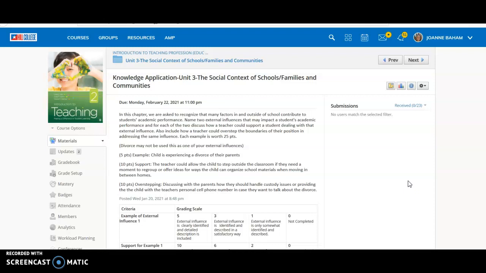So I want you to think of two more external influences. Remember, they don't have to be huge. They could be little things that are occurring outside of the school environment that are influencing their behavior or is bleeding over into what is occurring in the school environment. So you'll need to do that twice. So the biggest mistake people make in this assignment is they only do it once. They don't do it twice.